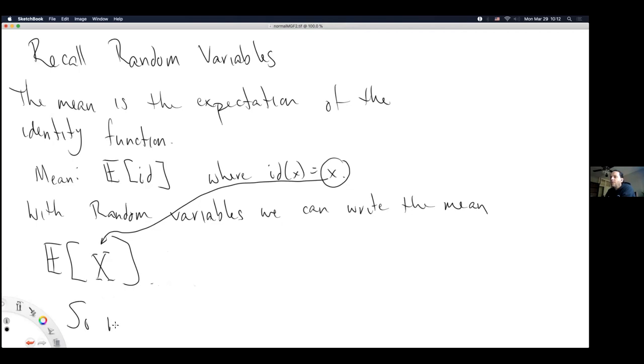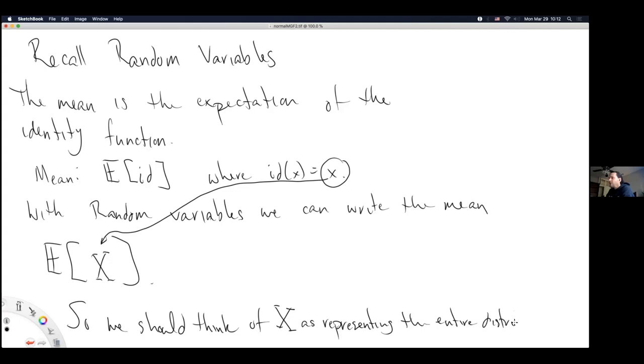So we should think of capital X. Whoops, that's a terrible capital X. Let's try again. Capital X as representing the entire distribution for whatever distribution it is.